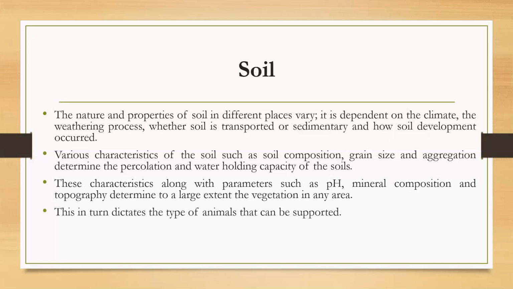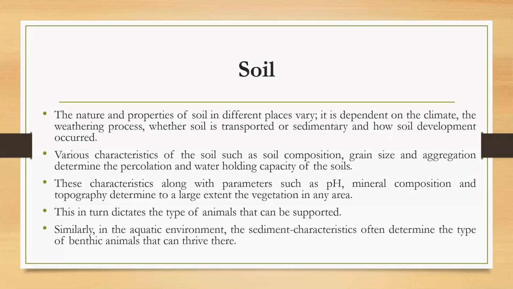This in turn dictates the type of animals that can be supported. So the distribution of plants decides the distribution of animals, because animals are depending on plants for food. Even the plants are also depending on the animals for various purposes, particularly for the pollination process, but that is secondary. So the food is first. So plants will provide food to the animals. So the availability of food, availability of distribution of vegetation decides the distribution of animals.